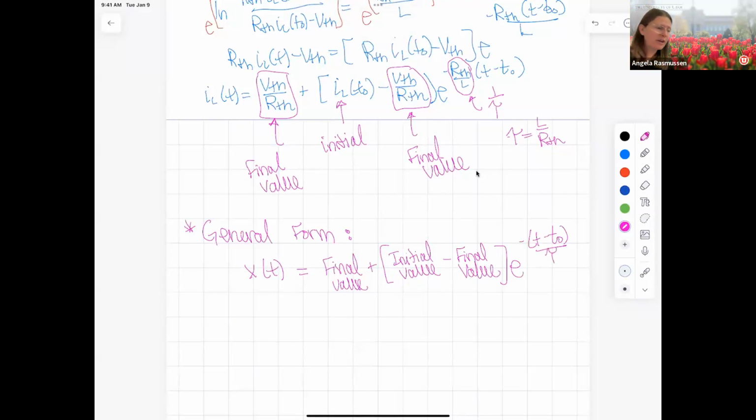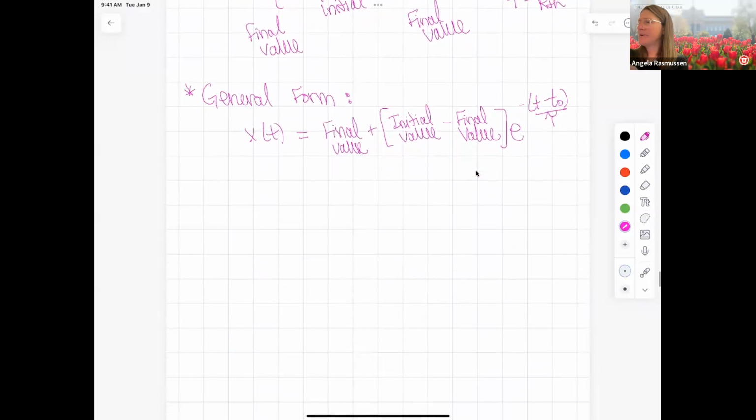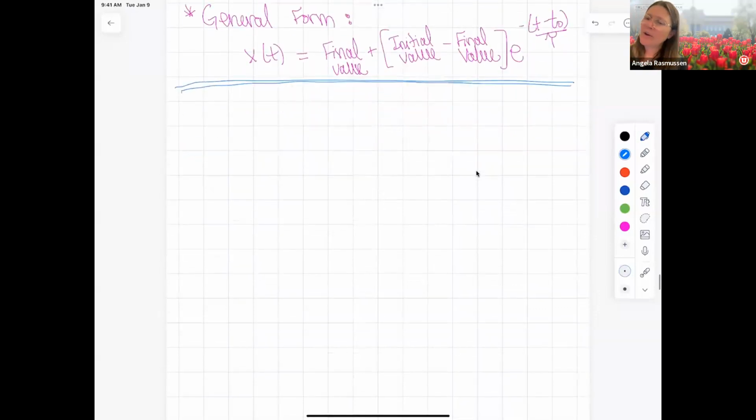You can do the same derivation with the capacitor. Hopefully this will go a little faster. So we can go through and do the same thing with the resistor and capacitor now.